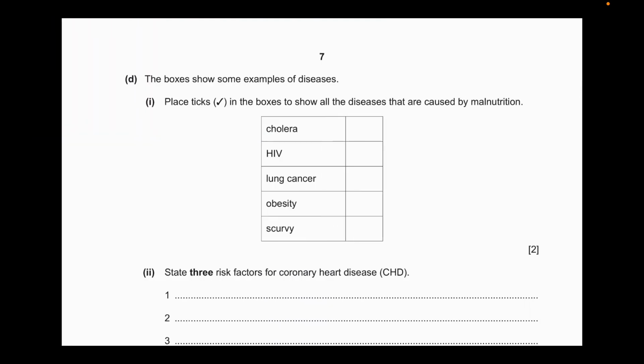Guys, moving on to the next question. The boxes show some examples of diseases. Place ticks in the boxes to show all the diseases that are caused by malnutrition. Malnutrition leads to obesity and scurvy. So, obesity and scurvy should be correct.